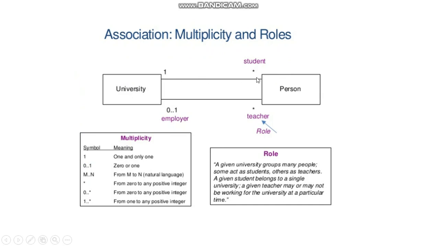One university can enroll many students, and one or more employers can employ more teachers. Here the symbol is given at the end of this line: 1, 0..1, and asterisk. So here 1 means only one university, and star is 0 to any positive number. One university can have many students. So this is represented like this. 0..1 means 0 or 1 employer. An employer may be a single person, or 0 here, 0 or 1.